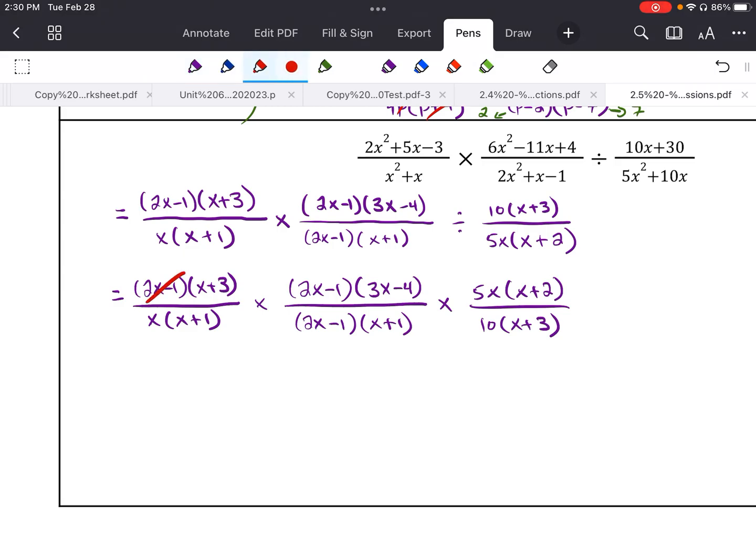Okay, so we can start canceling. We have a 2x minus 1, 2x minus 1. And we have an x here and an x here, and a 5 and 10 turns to 1 and 2. And that's all that we can do. So we end up with x plus 3, 2x minus 1, 3x minus 4.